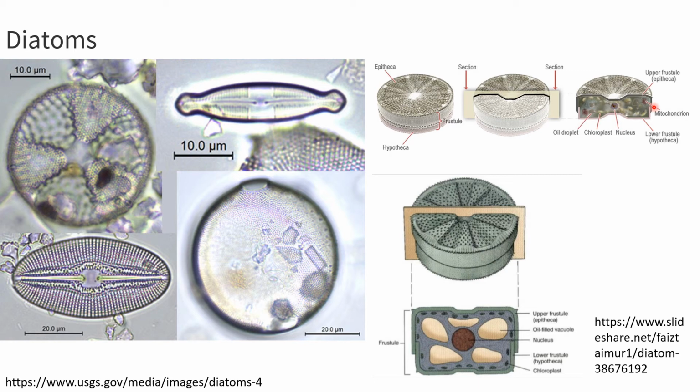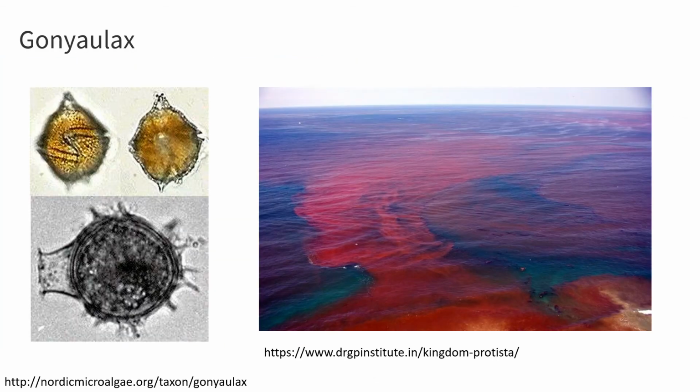Meron ding green algae, blue-green algae, and dinoflagellates. Mga phytoplankton din yun. And another thing, ito ay dinoflagellates. Phytoplankton din siya, but color red. So, kaya tinatawag nating red tide. We have Gonyaulax. And yung thing about here ay yung Gonyaulax ay nagproproduce ng toxin.